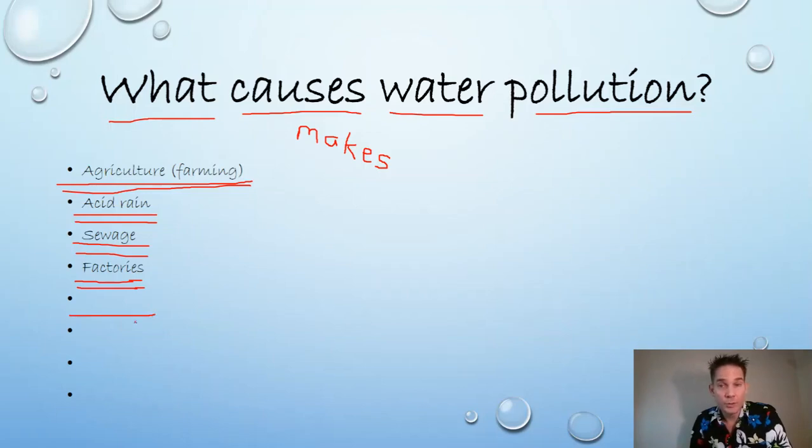All right, so here are some other bullet points. I'm hoping that you can think of ways that we can pollute our water. Can you think of some for me? There's 1, 2, 3, and 4. There's 4 bullets that we didn't do yet.